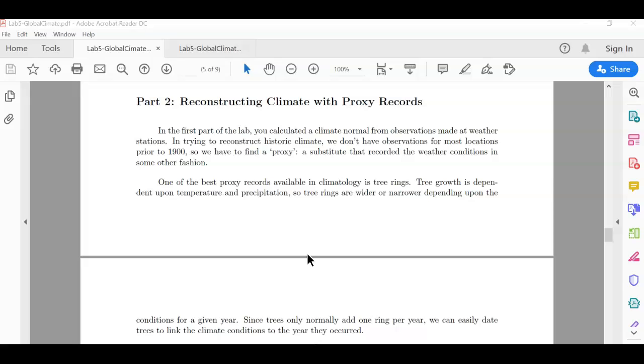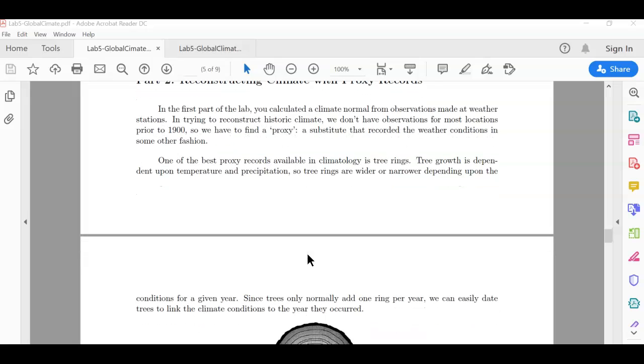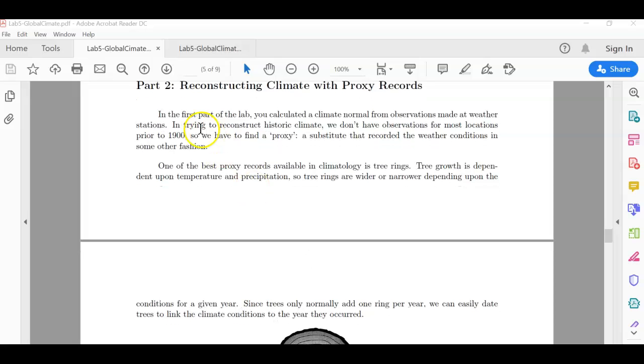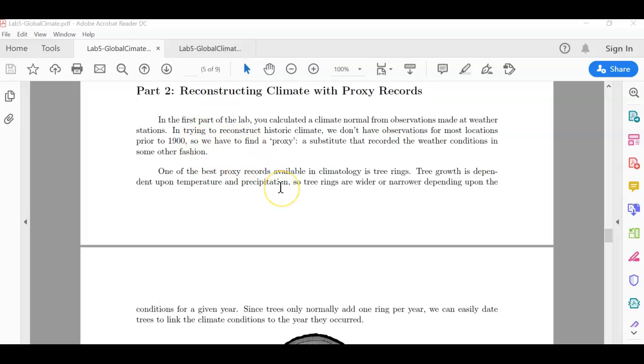So some proxy records might be things like tree rings, coral rings, or ice cores. There's a bunch of things, as we have seen, especially in lecture. I won't go into detail about the different proxy records, but in this case, for part 2, we're going to use tree rings. In the first part of the lab, you calculated a climate normal from observations made at weather stations. Again, those were actual temperatures that were recorded.